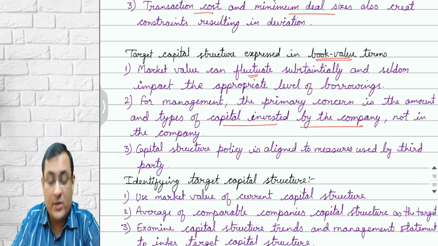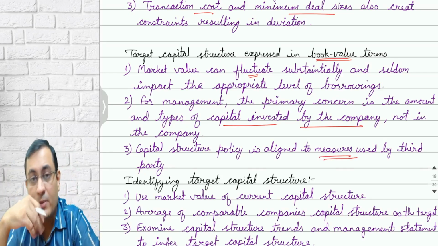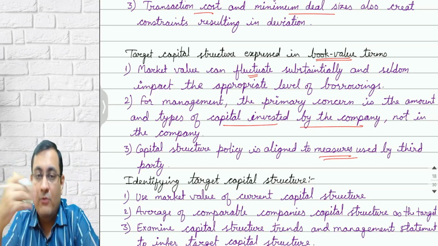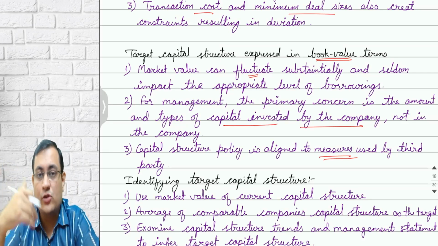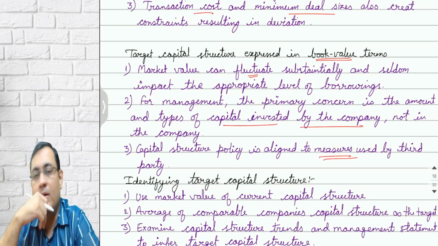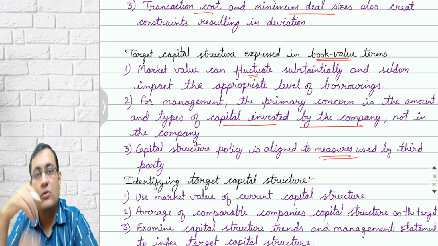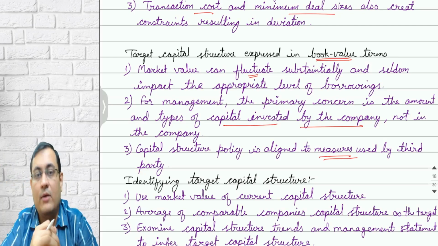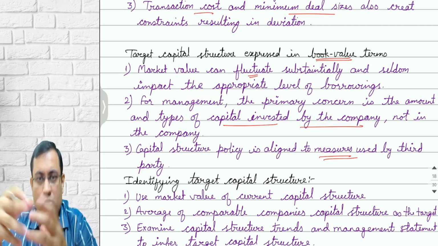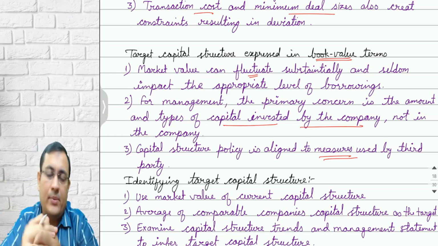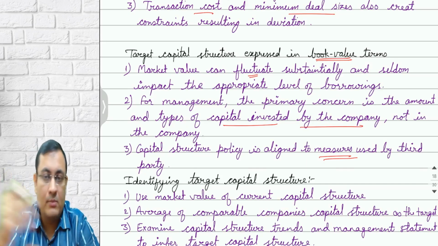And sometimes capital structure is aligned to measures used by third parties. Who are these third parties? Your financiers. What are financiers going to do? They are going to calculate their solvency ratios and leverage ratios based on your balance sheet and P&L, not the actual market prices. So the debt equity ratio or other coverage ratios, interest coverage ratios, etc., are actually based on the values in the books. That is why the target capital structure sometimes is expressed in book value terms.